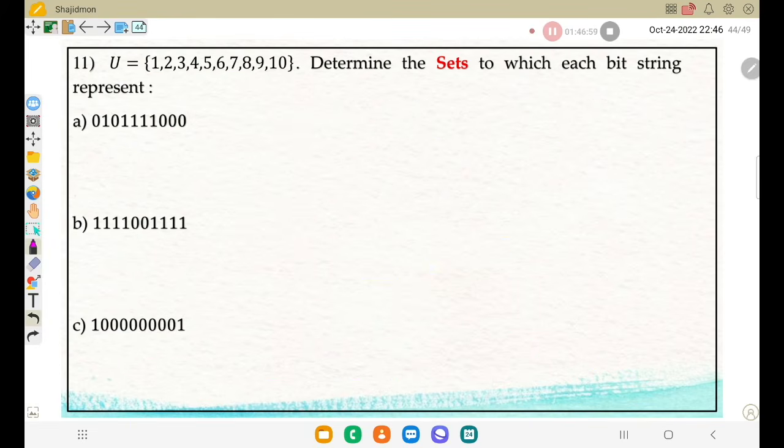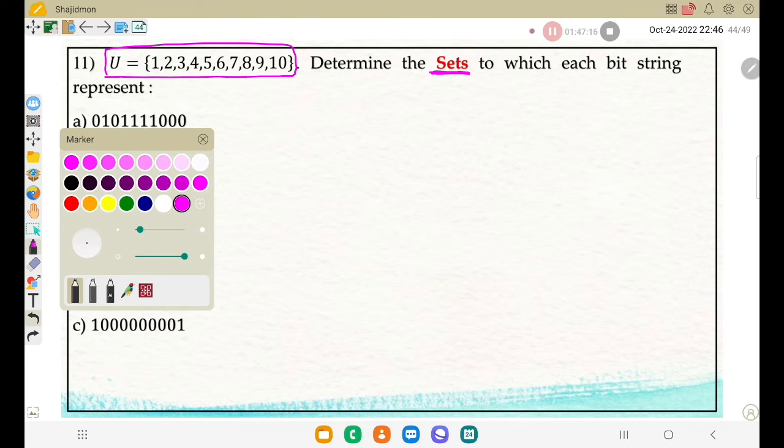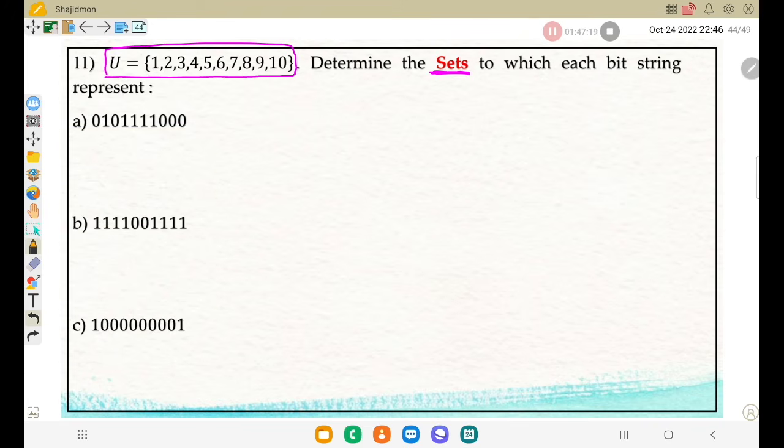For example, the universal set is 1 to 10. The question is: determine the set which represents this bit string 0, 1, 0, 1, 1, 1, 0, 0, 0. Correct? Okay, let me do that one. First mark the universal set here: 1, 2, 3, 4, 5, 6, 7, 8, 9, 10. Now you can tell what that set is.